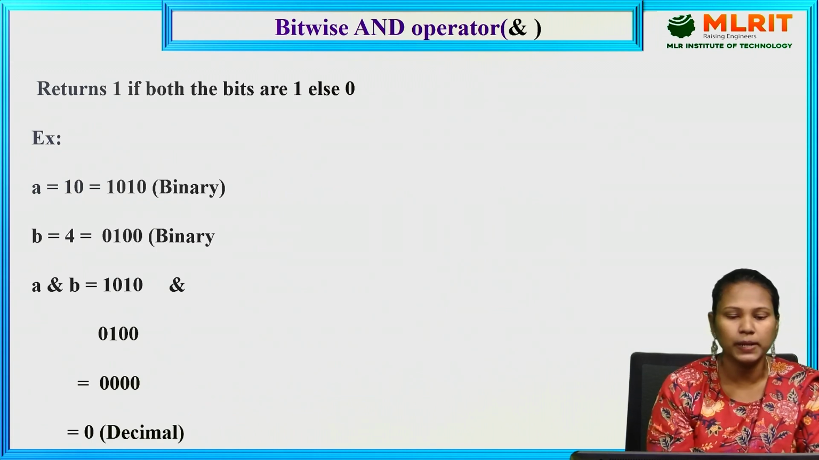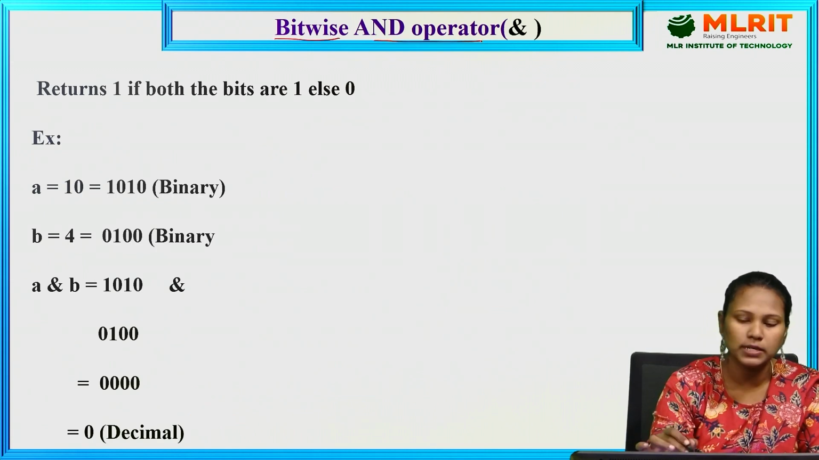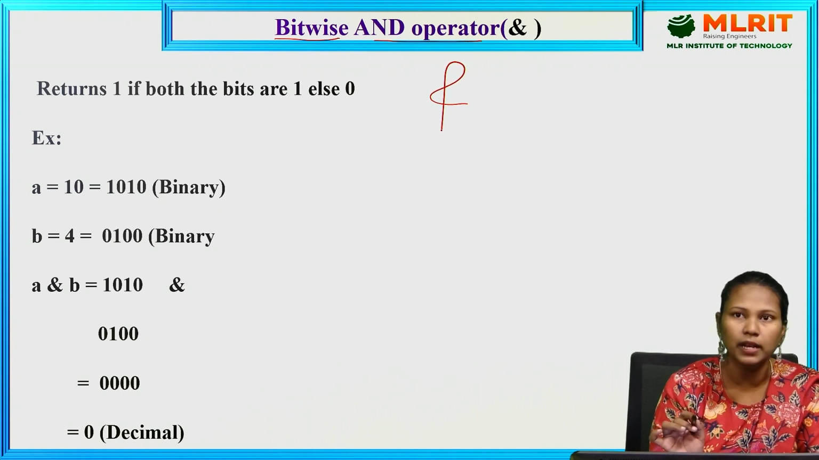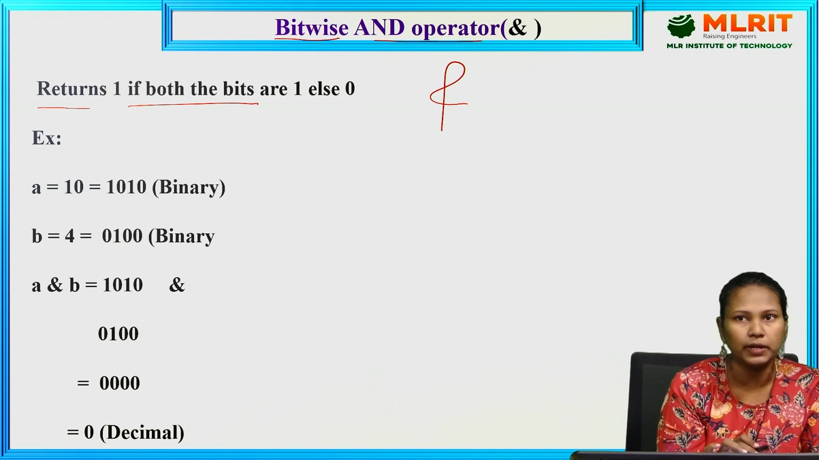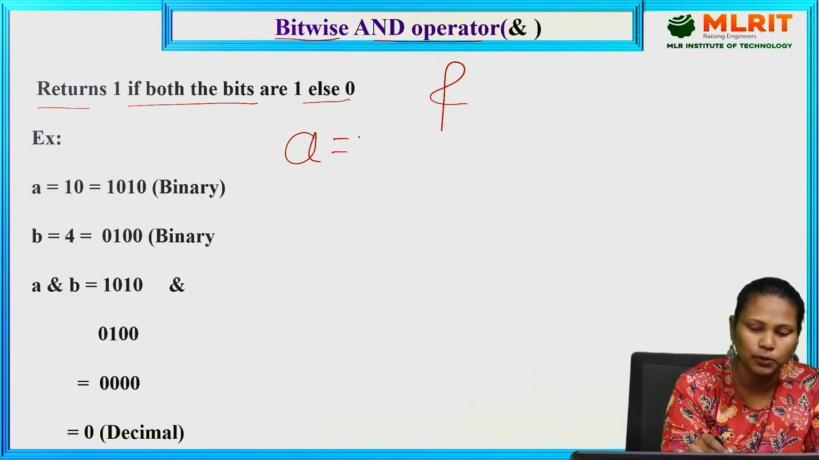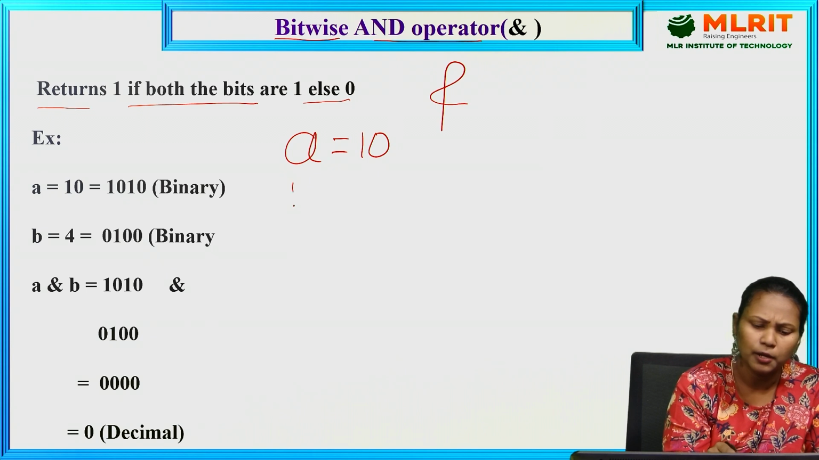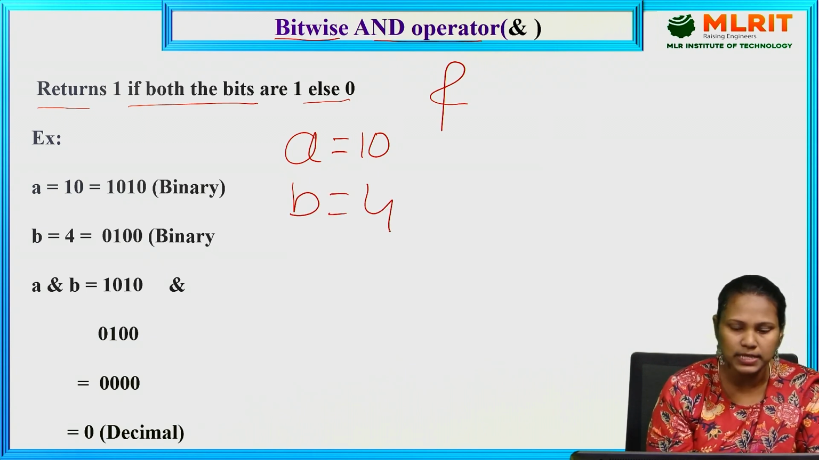The first one is the bitwise AND operator. The AND operator is represented with the AND symbol. It returns 1 if both the bits are 1, or else 0. Here we took A equal to 10 and B equal to 4, and we need to perform the bitwise AND operation.